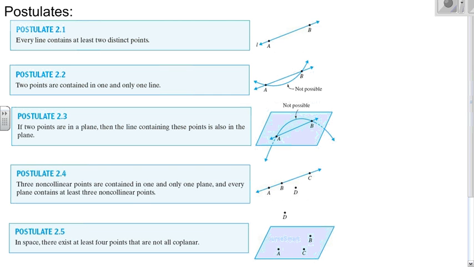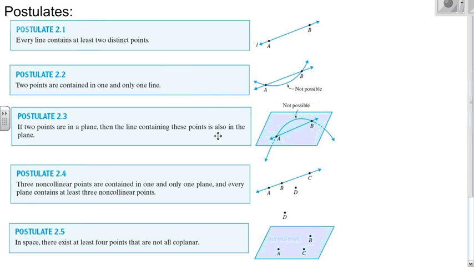Now we can begin to talk about some postulates. Our first postulate that we'll go over is that every line contains at least 2 points, 2 distinct points, meaning different. So every line has at least 2 points on it, even if they're not marked. 2 points are contained in one and only one line. So there's not another line that can go through those 2 points, because lines can't be curved, they have to be straight.